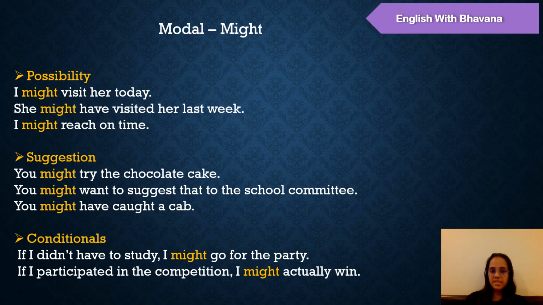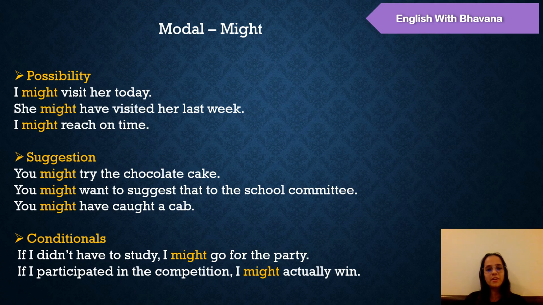You might want to suggest that to the school committee. You might have got a cab. Again, there is the slightest possibility of the past we are saying over here. Conditionals: if I didn't have to study, I might go for the party. There is the slightest possibility you might have gone to the party if you didn't have any studies. If I participated in the competition, I might actually win. Again, slightest possibility. I hope you have understood might as well now.